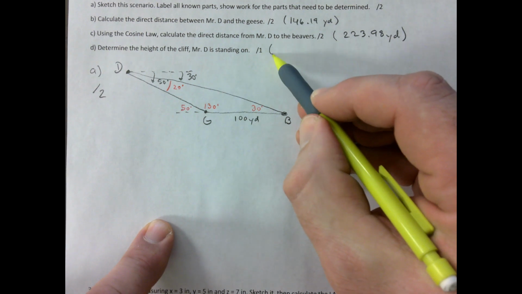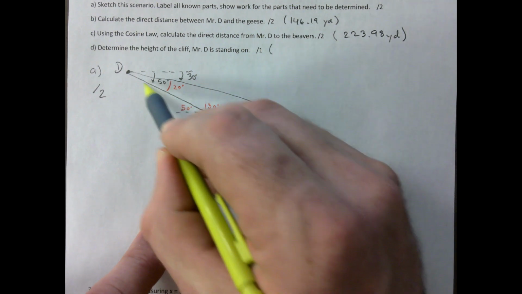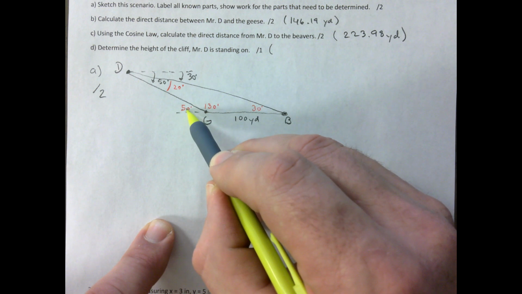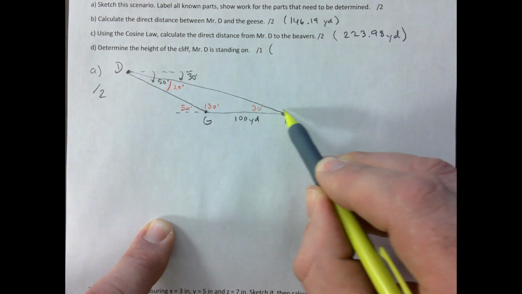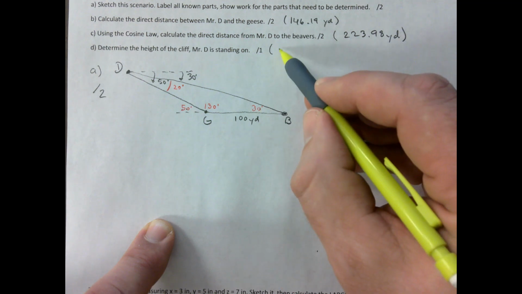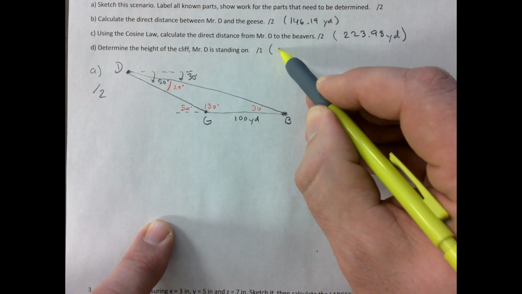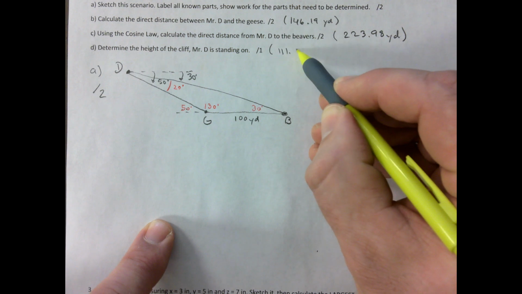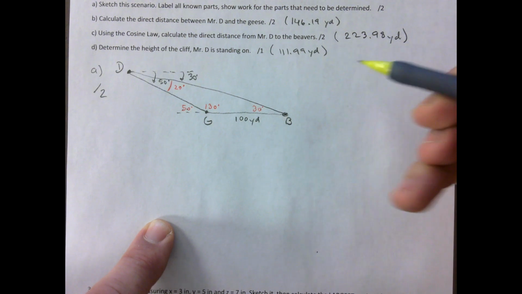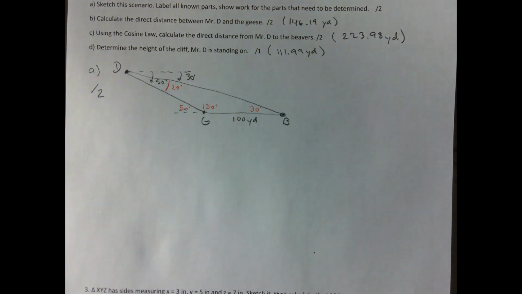And then the height of the cliff, you may use this slant times sine of 50, or you may use this slant times sine of 30, whichever one works for you. And that would be 111.99 yards, if you got that. And if you actually did that today and you got those numbers, you're doing well.